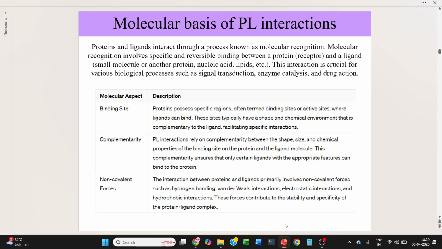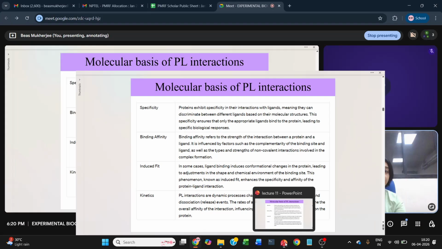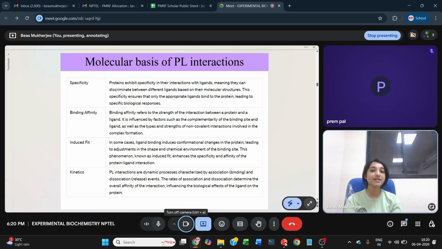Now, specificity, of course, all the interactions are very, very specific, right? And then binding affinity. More or less the binding affinity is strong. Binding affinity refers to the strength of the interaction between the protein and the ligand. It is influenced by factors such as complementarity of the binding site and ligand, as well as the type and strength of the non-covalent interactions involved. Then induced fit. We talked about induced fit just now, right? So you know all of this.